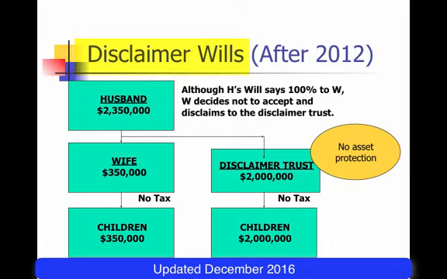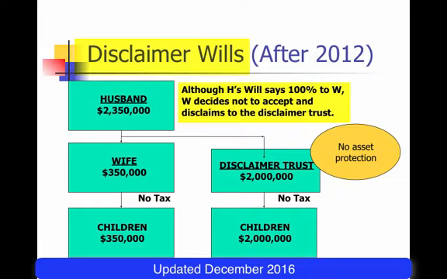In this case, the husband, who has $2,350,000, has a will, and once again, it gives everything to his surviving spouse. And as we talked about before, if everything did pass to the surviving spouse, then there'd be no tax, assuming the surviving spouse is a U.S. citizen. In this situation, though, the husband's will includes a tax planning option for the wife to exercise shortly after the husband passes away.